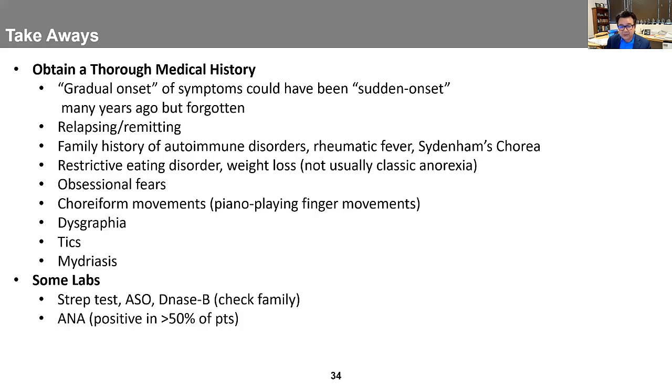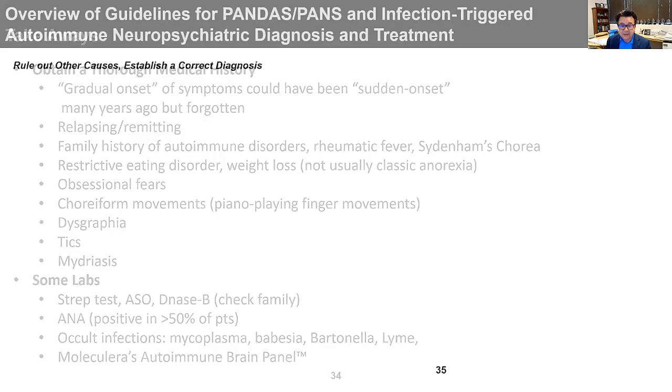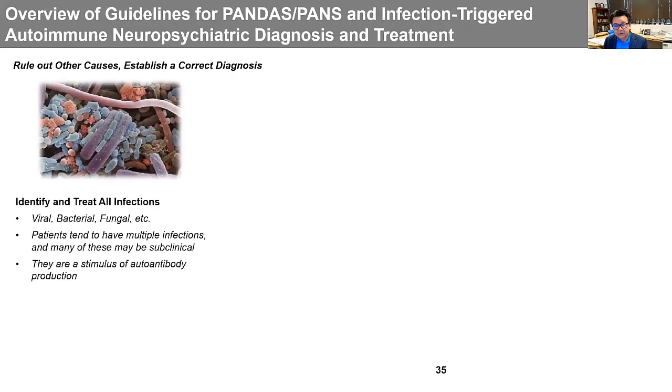ANA, although it's a general immune marker, in this case it is positive in more than 50% of the patients. Often occult infections, and you'll see many of these infections. And as we're talking about today, the autoimmune brain panel can help in your diagnosis and identify whether or not there are autoantibodies directed against these targets. So if you're looking for additional guidance, PANDAS and PANS is a good model to look through.